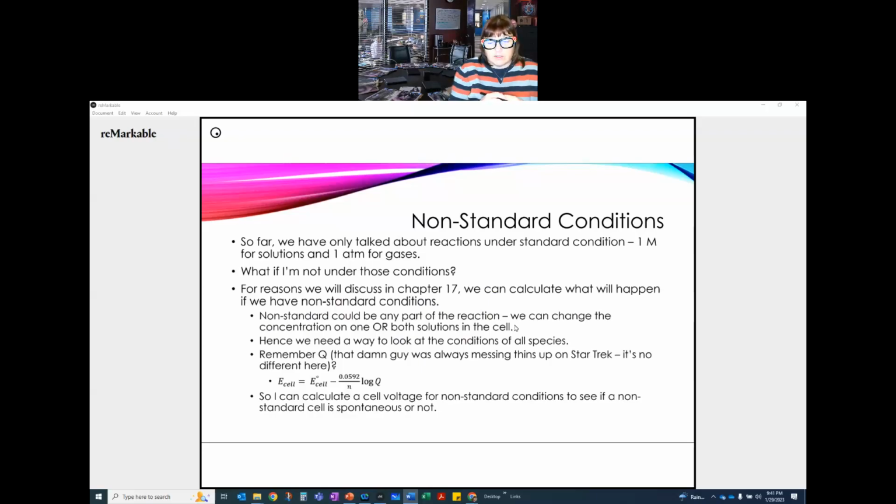I can calculate E cell for non-standard conditions to see if a non-standard cell is spontaneous or not. I can do that. Absolutely, I can do that. And I can also look to see what effect changing that concentration had on the driving force of this reaction. And I think that's pretty cool. Of course, most of my PhD thesis was about the Nernst equation, so there you go. And that is called the Nernst equation.